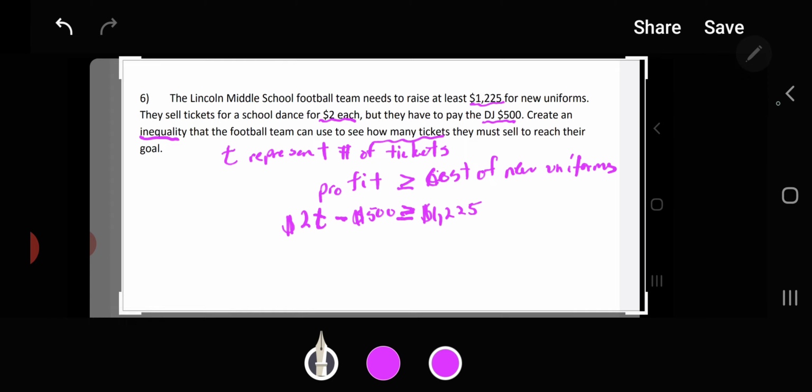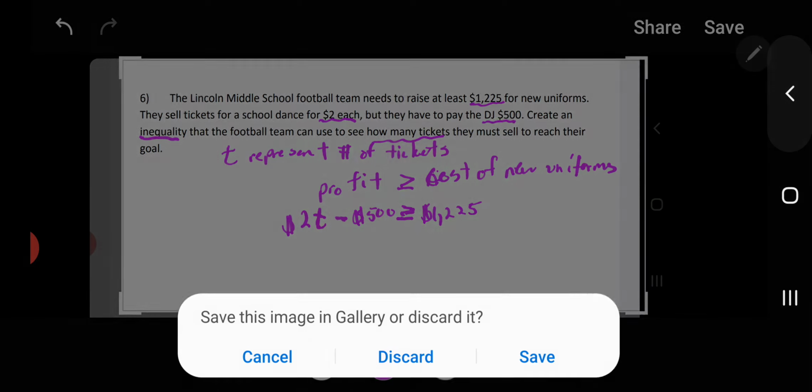All right, guys, like I said, in this lesson, we're just setting up the equations or inequalities. We're not going to solve. We'll do that in the future.